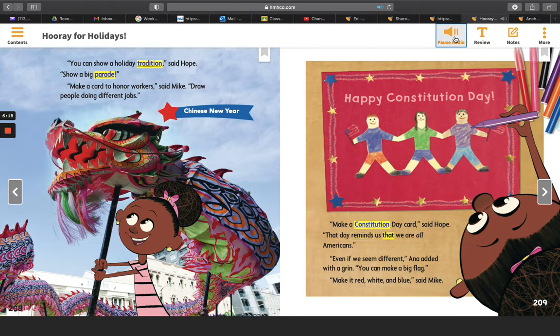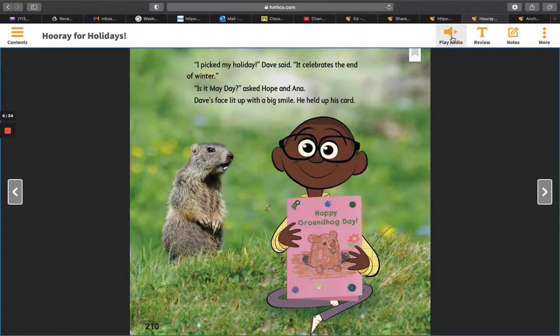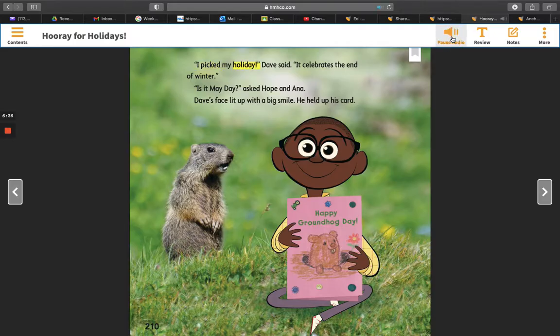That day reminds us that we are all Americans. Even if we seem different, Anna added with a grin. You can make a big flag. Make it red, white, and blue, said Mike. Happy Constitution Day. I picked my holiday, Dave said. It celebrates the end of winter. Is it May Day? Asked Hope and Anna. Dave's face lit up with a big smile. He held up his card. Happy Groundhog Day.